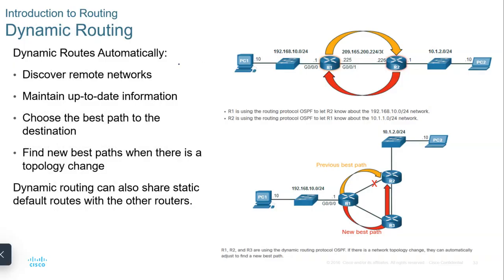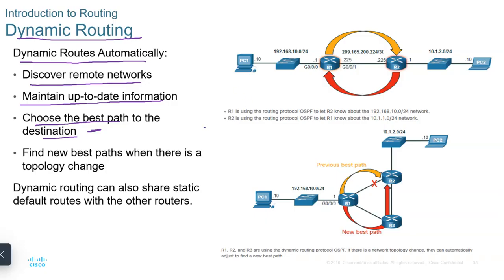We have the dynamic routing. Dynamic routes automatically discover remote networks, maintain up-to-date information, and automatically choose the best path to the destination if there is more than one route. So if there is more than one route, then the router using that dynamic route will negotiate and find the best and the shortest path to reach the destination, and then finds the best path when there is a topology change.